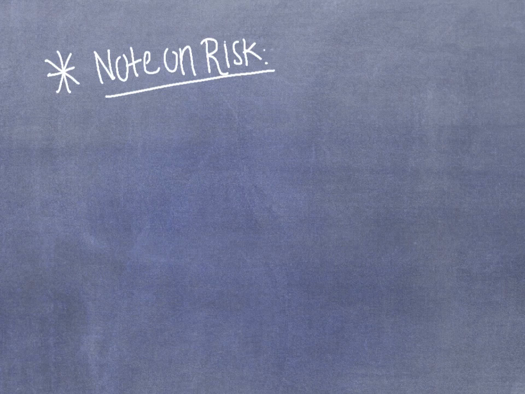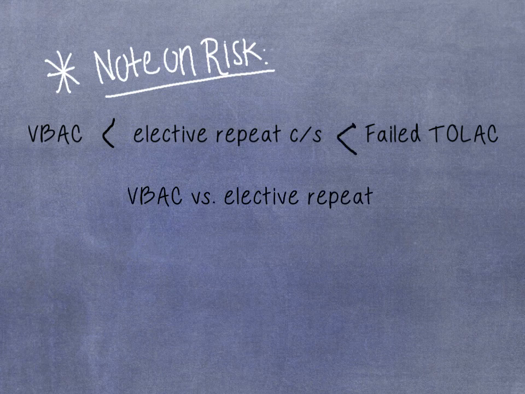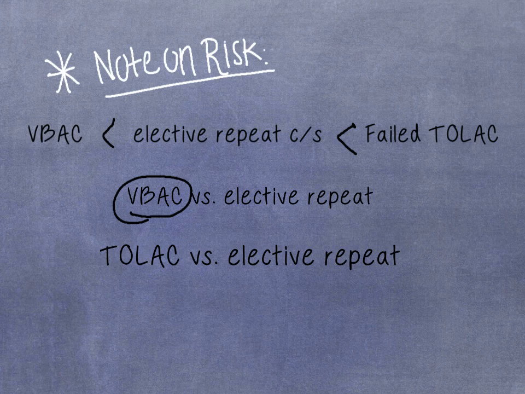Now I need to make a note on risk. It's important to point out that when we compare risk, we have to compare that of 3 different scenarios. There's VBAC, there's elective repeat cesarean section, and there's failed TOLAC, as defined earlier as those women who labor but end with a cesarean section or a second stage arrest. A VBAC carries less risk than an elective repeat C-section, which carries less risk than a failed TOLAC. So when we compare risk, we're not comparing VBAC versus elective repeat as shown here, because we know a VBAC would win every time. What we're actually comparing is TOLAC versus elective repeat. The reason is because within TOLAC, we know that we have VBAC as a possibility, but you also carry that high risk of the morbid situation we know as failed TOLAC.